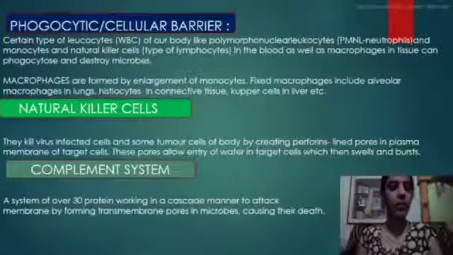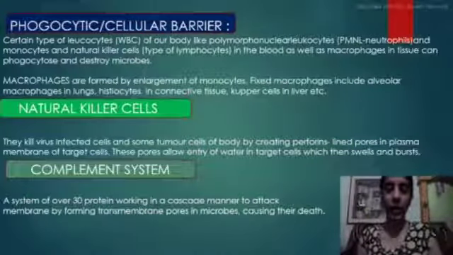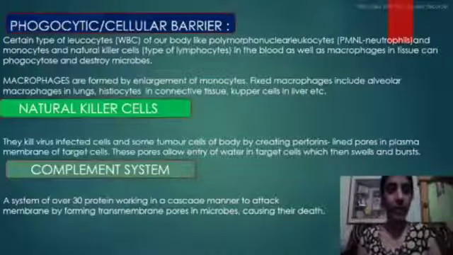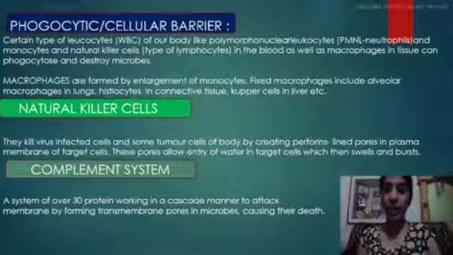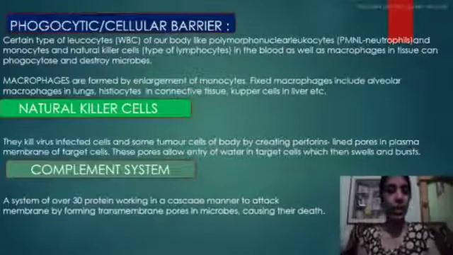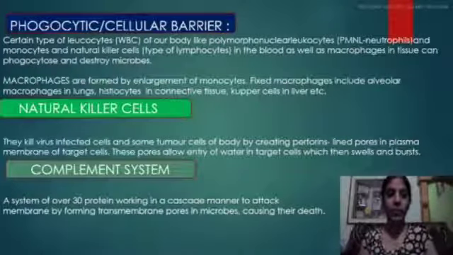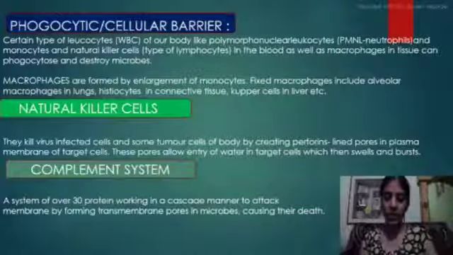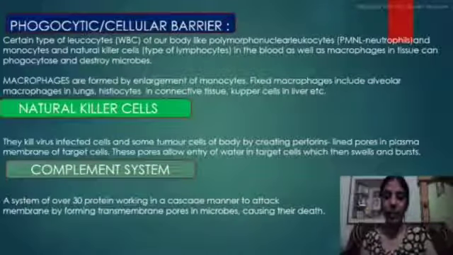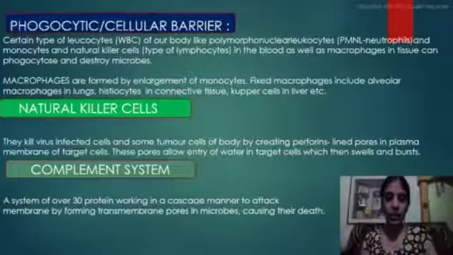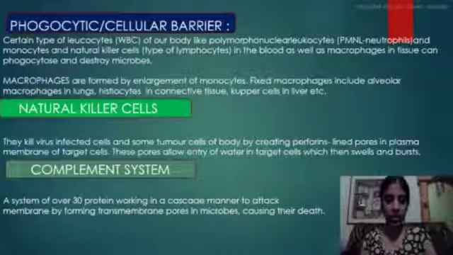Certain types of leukocytes of the body, like polymorphonuclear cells and monocytes, and the natural killer cells in the blood, as well as macrophages in tissue, can phagocytose and destroy microbes. Macrophages are formed by enlargement of monocytes. Fixed macrophages include alveolar macrophages in lungs, histiocytes in connective tissue, Kupffer cells in liver, etc.